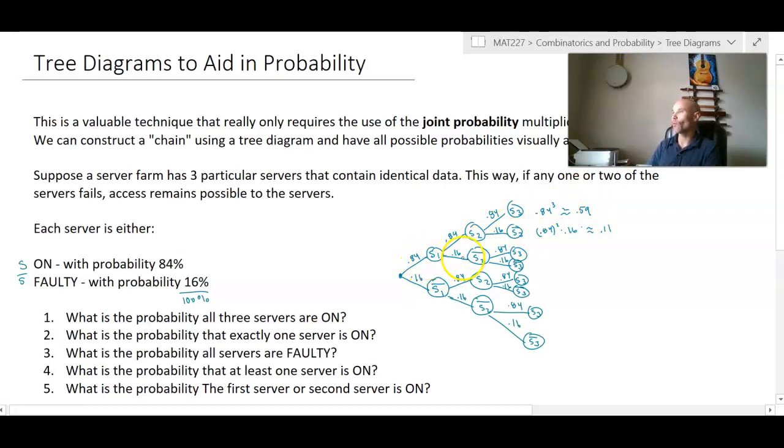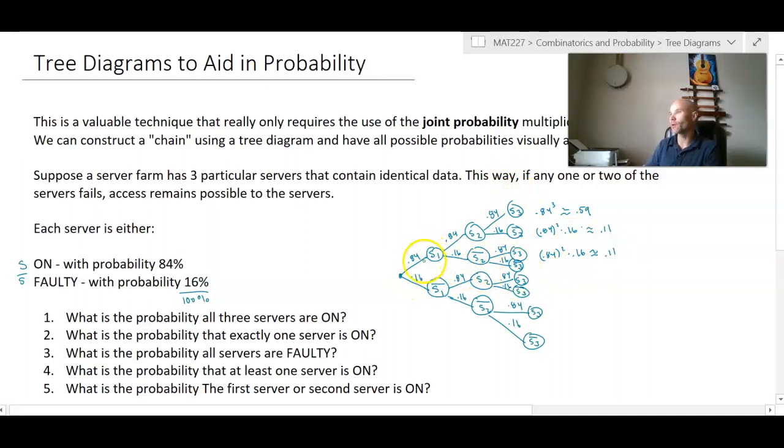And then here we have 0.84 times 0.16 times 0.84, which again is just 0.84 squared times 0.16. So there's 2 factors of 0.84. But if you don't like that, you can do 0.84 times 0.16 times 0.84. You're going to get the same answer. This just makes it a little bit faster. And we already know that that comes out to 0.11.